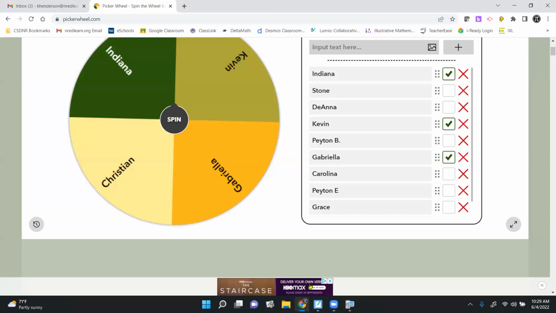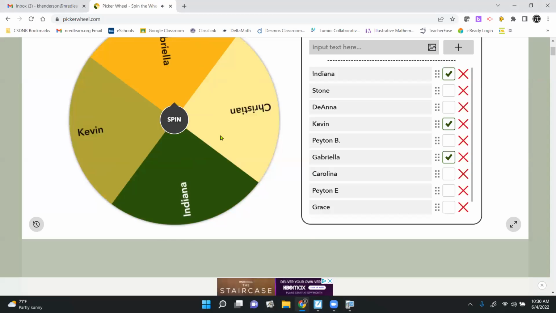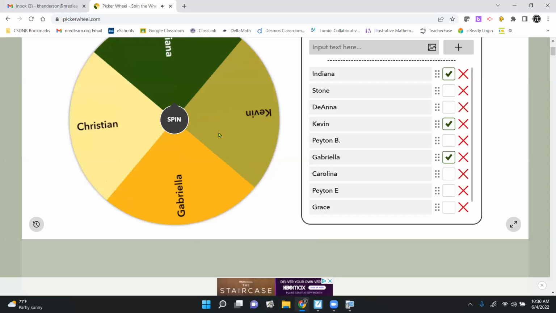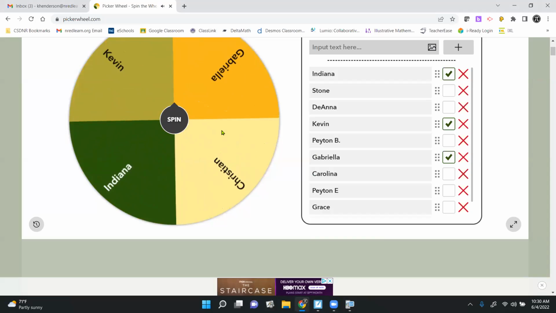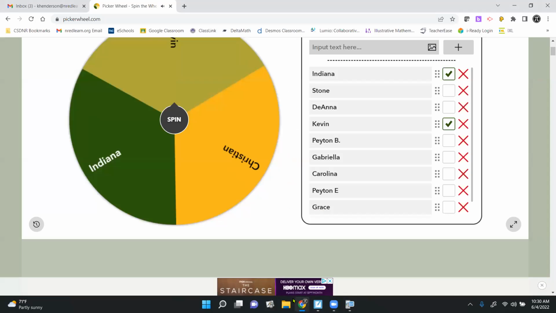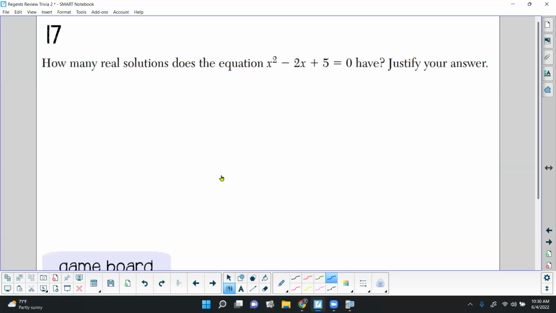Next up on my picker wheel, let's see. Gabby, you're up. Pick a number, kiddo, pick a number. 17. 17, all right, girl, you sound asleep. Let's go. All right, I'm gonna let you guys think about this one.